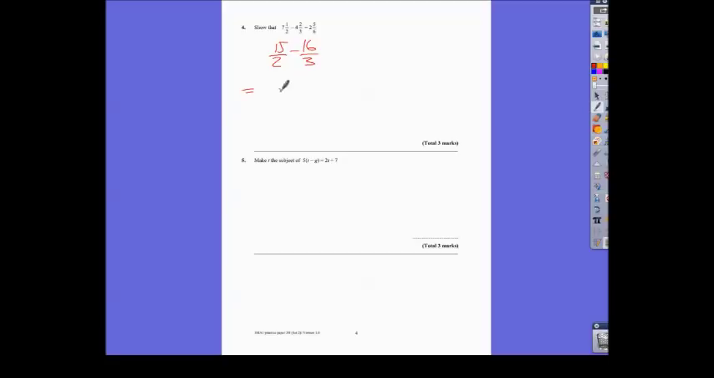So the next step is to get a common denominator. Now 2 and 3 both go into 6. So if we times that by 3, we get 45 over 6. Times that by 2, we get 32 over 6. If we take those away from each other, we get 17 over 6. And to convert that back to a mixed number, we do how many 6s in 17? There are 2 remainder 5, so that's 2 and 5/6, and that shows us that that's correct.